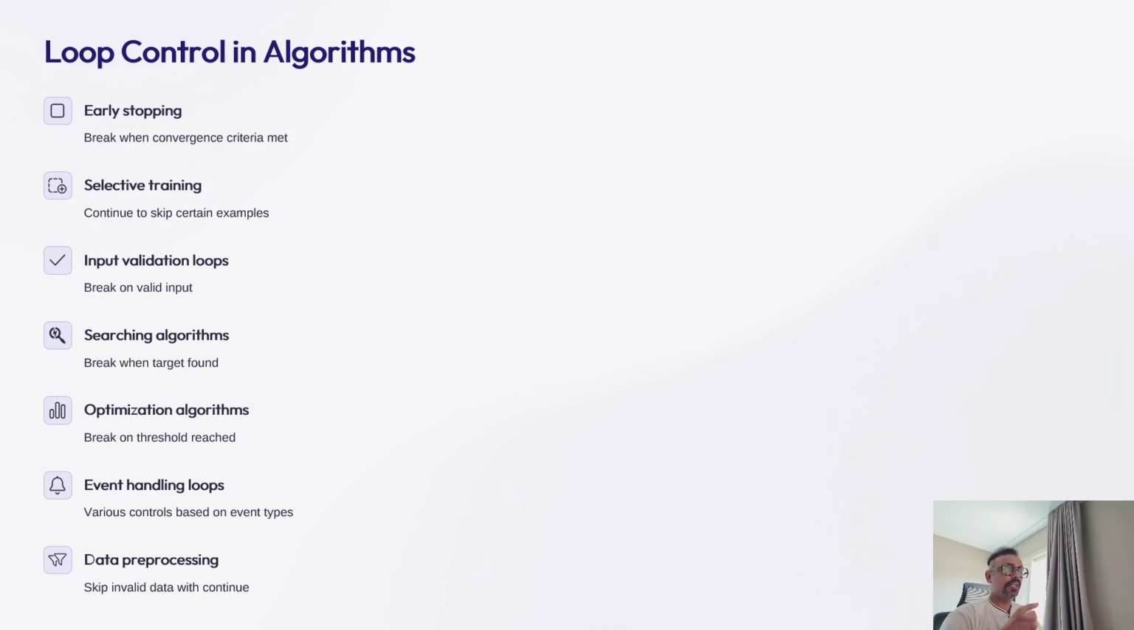Then you can also use searching algorithms, which often break when a target is found. So if you are performing a search and the target is found, we terminate at that time itself, because that is what we were looking for, instead of processing the entire elements of this list or of that object that we are iterating over. Optimization algorithms like gradient descent use break when an error threshold is reached. An event handling loop uses various control statements based on event types. Data preprocessing pipelines use continue to skip invalid or missing data in the data set that they are processing. So these are the multiple scenarios where loop control comes into picture, and it is a fundamental component that you should be aware of.